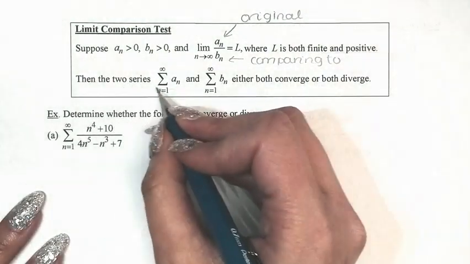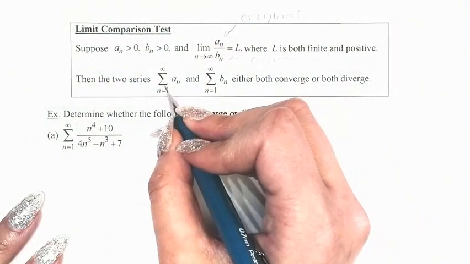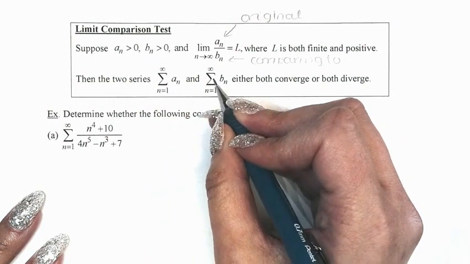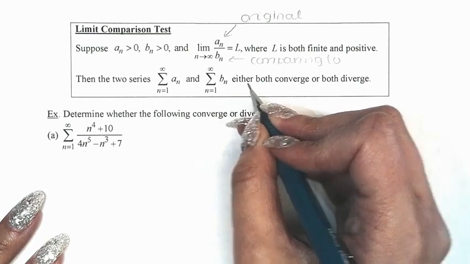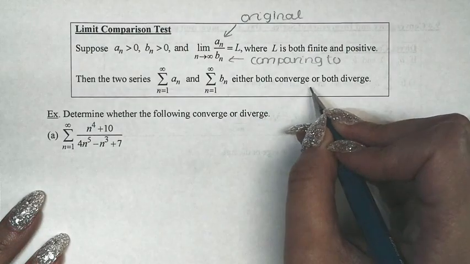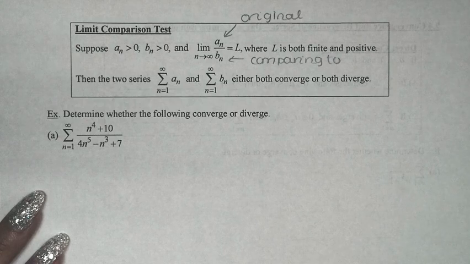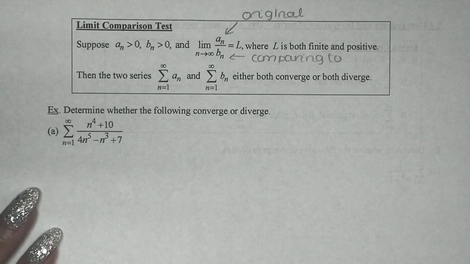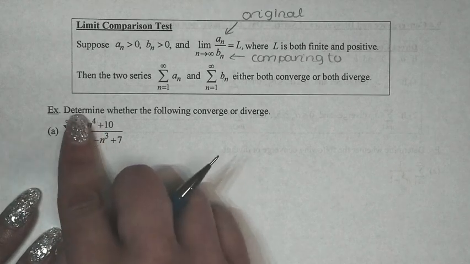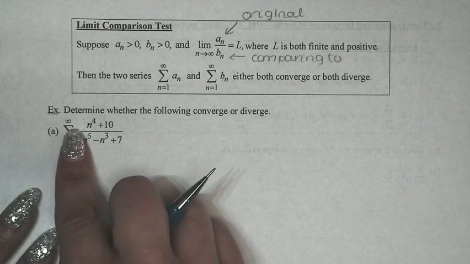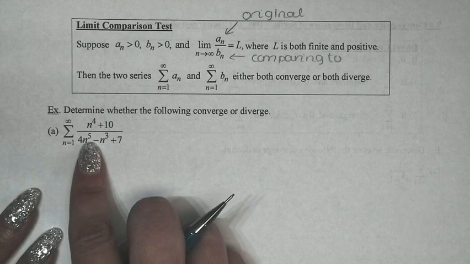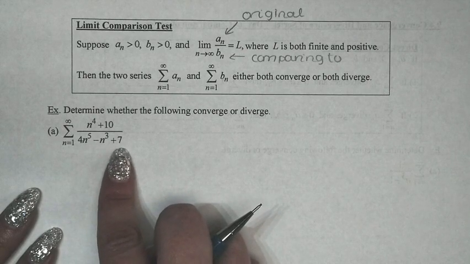Then the two series that you have, the summation from n equals 1 to infinity of a sub n and the summation from n equals 1 to infinity of b sub n, either they are going to both converge or both diverge, but both of them will have the same conclusion. So determine whether the following converge or diverge. You have this one: the summation from n equals 1 to infinity of n to the power 4 plus 10 divided by 4 times n to the power 5 minus n cubed plus 7.